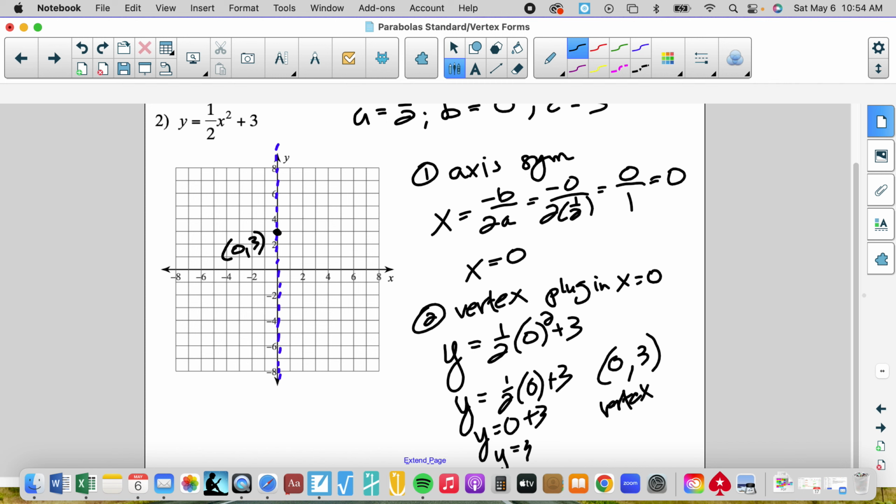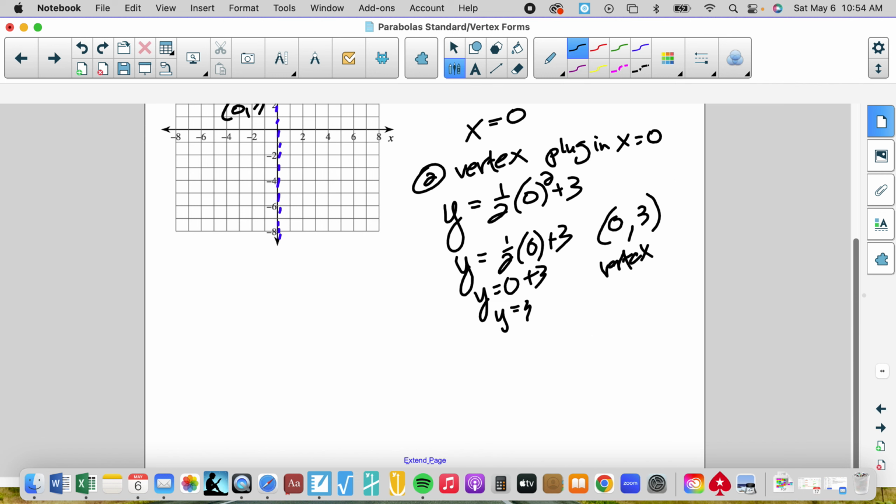And what do we notice? Oh, man. My vertex is also my y-intercept. So that's a bummer. So typically, point 3, or the next point is the y-intercept. But the y-intercept is already found.